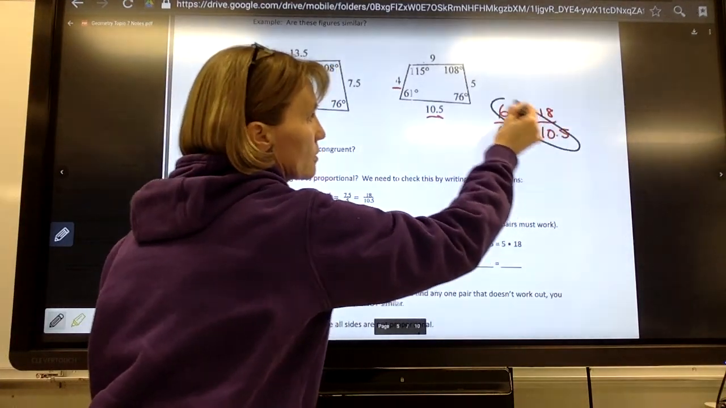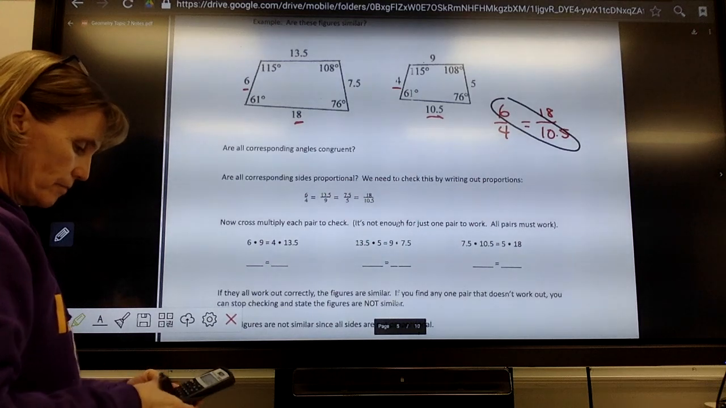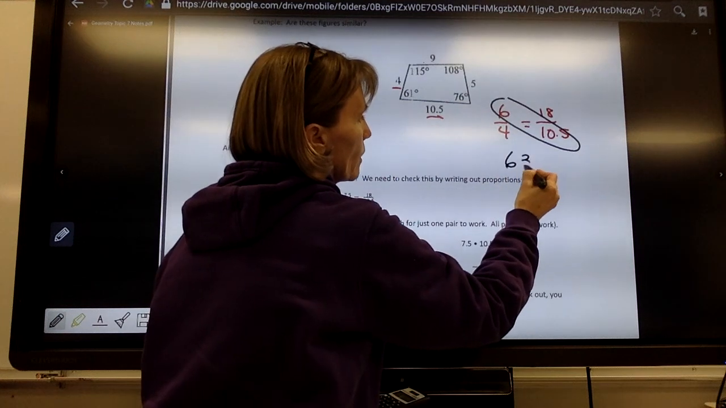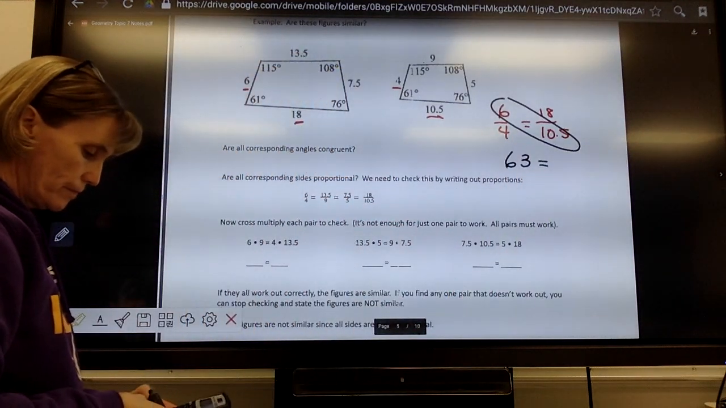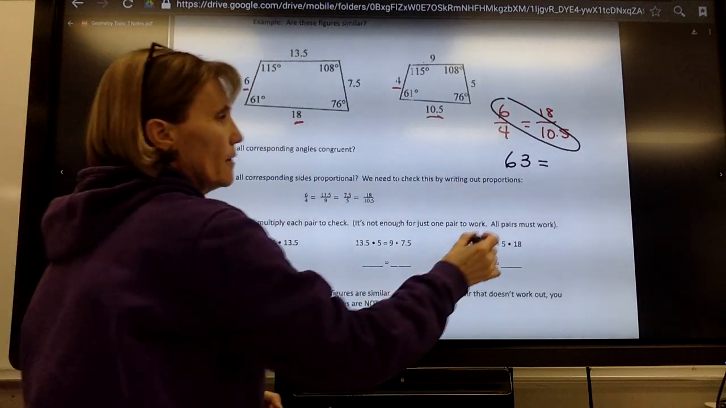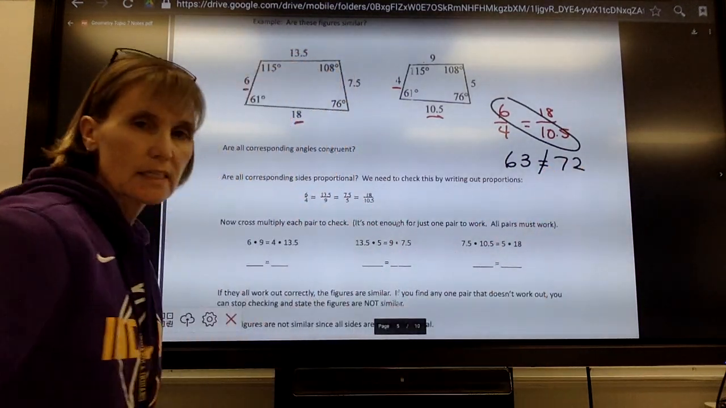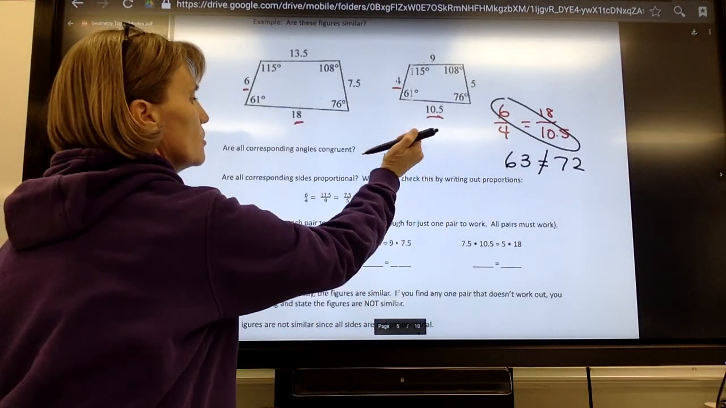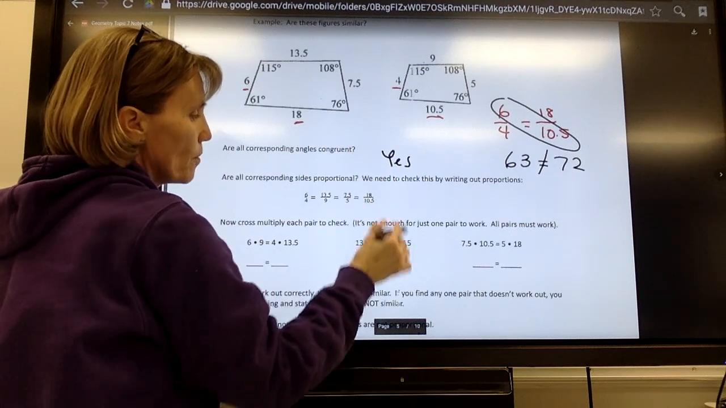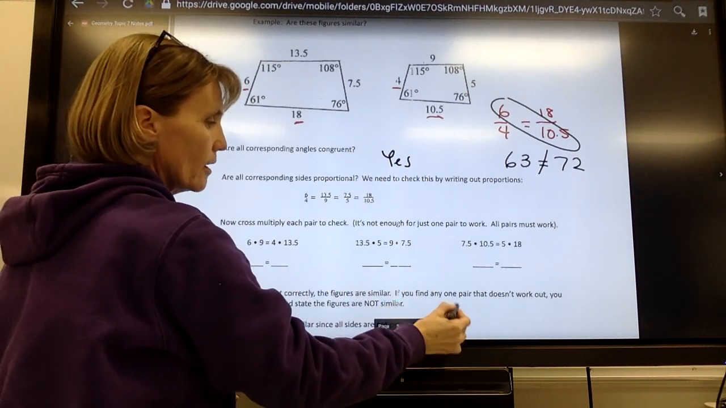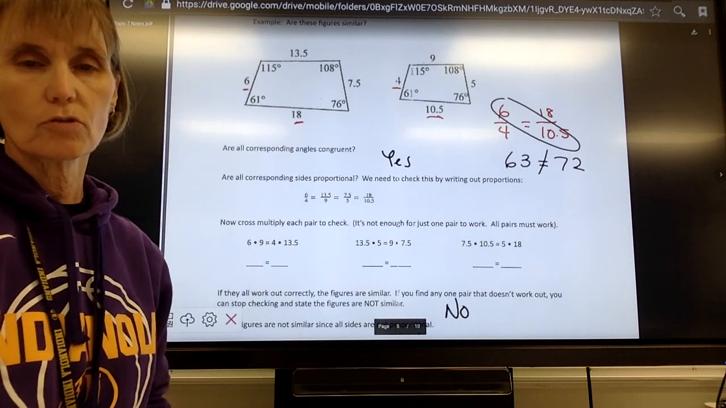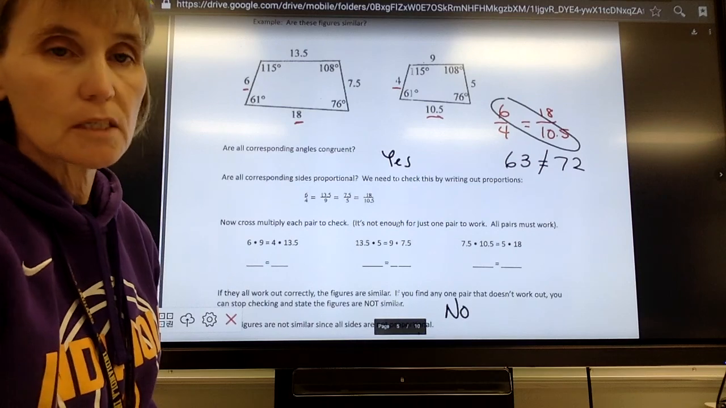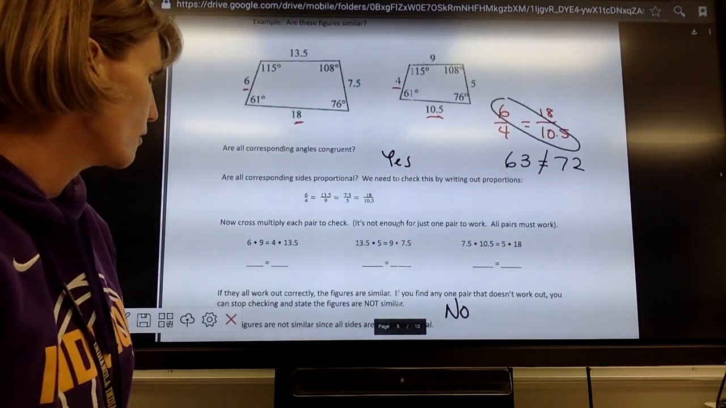Let's look at the cross products. Okay, 6 times 10.5. That's 63. Does that equal 18 times 4? Okay, that equals 72. When you find something that's not equal, that's not proportional. So for all angles, yes, we found that those were congruent, but the side lengths weren't proportional. That was a no. So it's walking you through those steps. Those are not similar figures because all the sides don't match up in the same proportion. So we would say no.